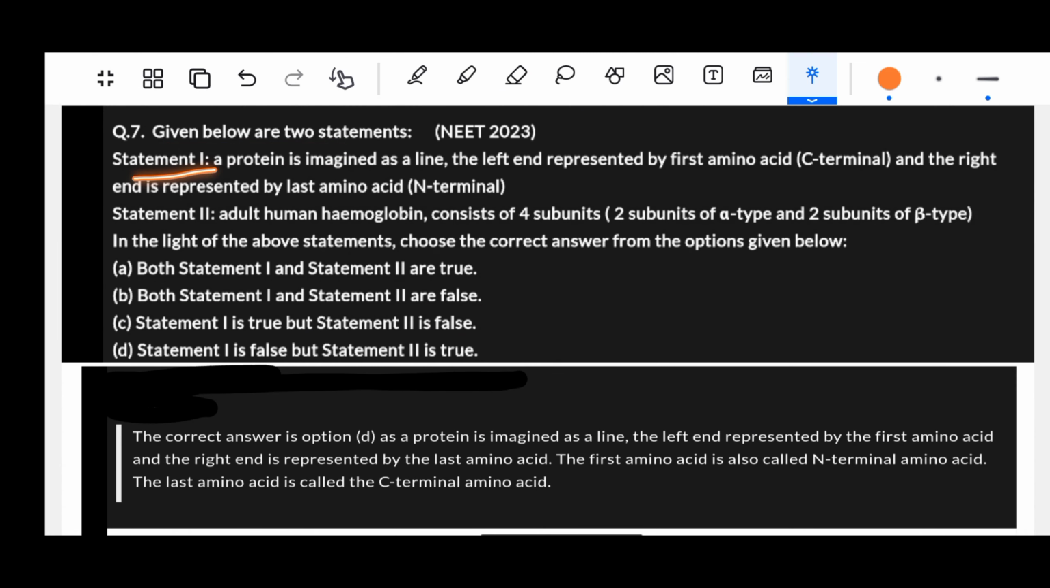Given below are two statements. Statement 1, a protein is imagined as a line. The left end is represented by first amino acid, C-terminal, and the right end is represented by last amino acid, N-terminal. Statement 2, adult human hemoglobin consists of 4 subunits, 2 subunits of alpha type and 2 subunits of beta type. In the light of the above statements, choose the correct answer. The correct answer is option D. As a protein is imagined as a line, the left end is represented by the first amino acid and the right end is represented by the last amino acid. The first amino acid is called the N-terminal. The last amino acid is called the C-terminal amino acid. So option D, statement 1 is false, but statement 2 is true.